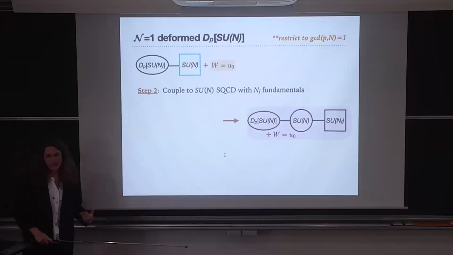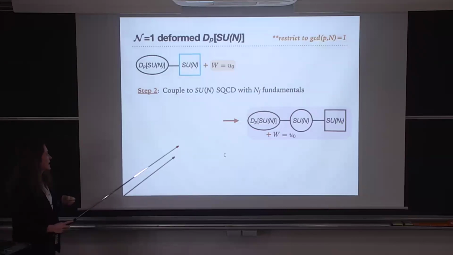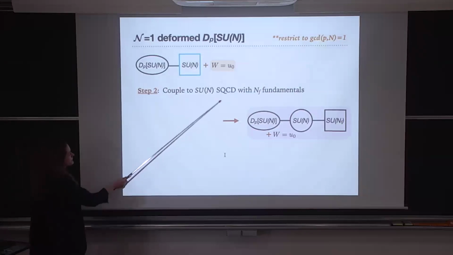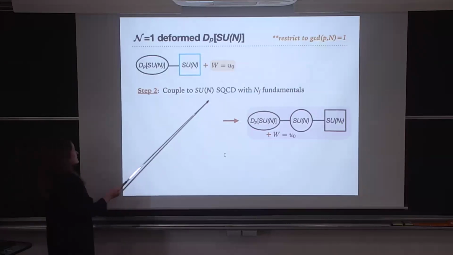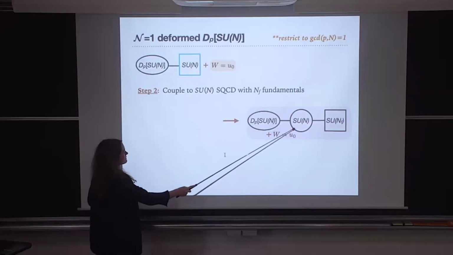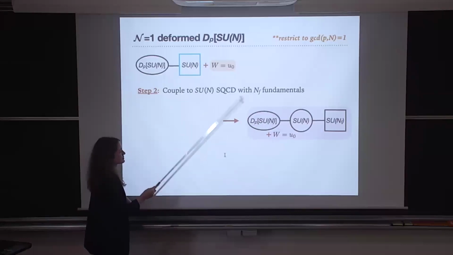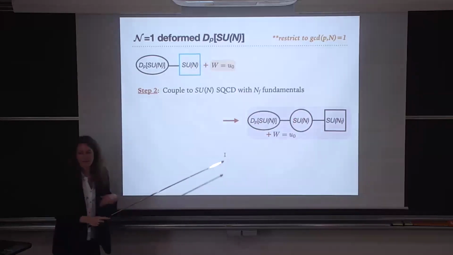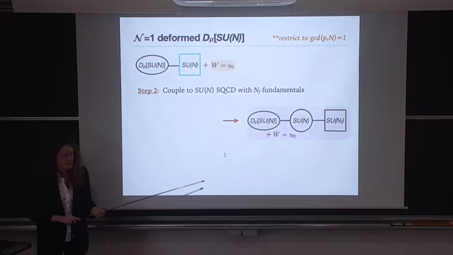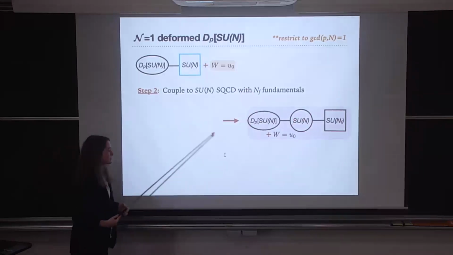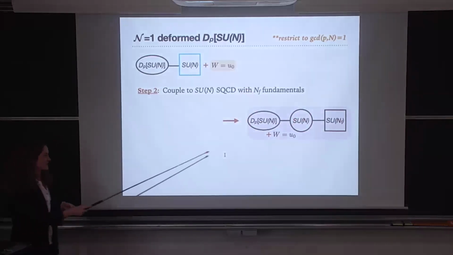Okay, so that's encouraging. I'm telling you that we want to match onto a theory with adjoints, and so we're on the right track. The next step is we take this N=1 deformed theory and couple it to SU(N) SQCD with N_F fundamentals, by gauging the diagonal subgroup of the SU(N) flavor symmetry with the SU(N) flavor symmetry of a theory with N_F fundamentals. And that's it. Then I get this interacting conformal field theory that I'm representing by this diagram.